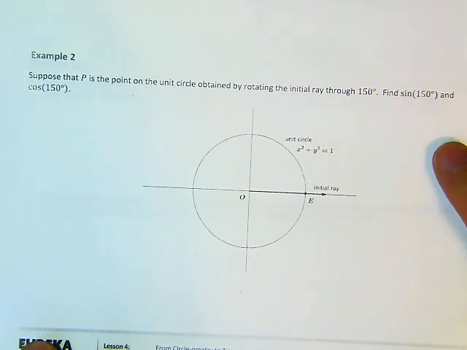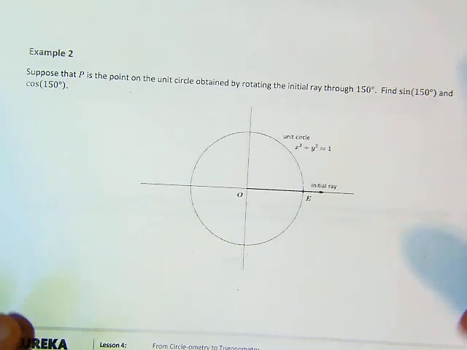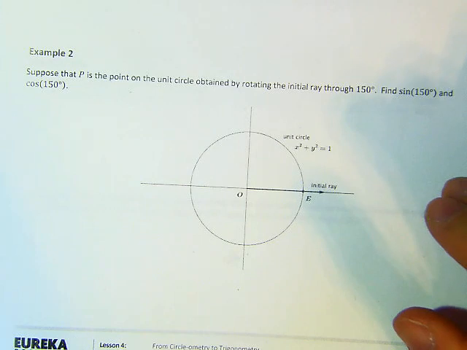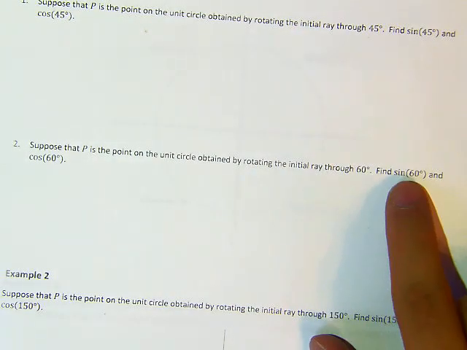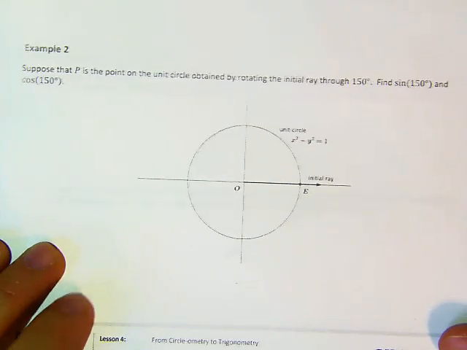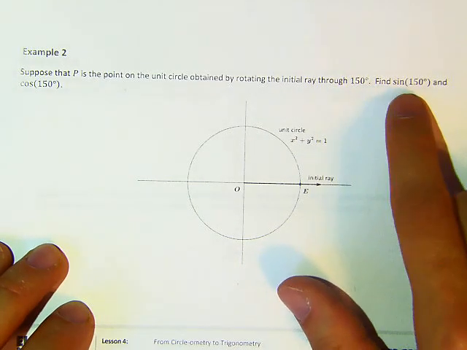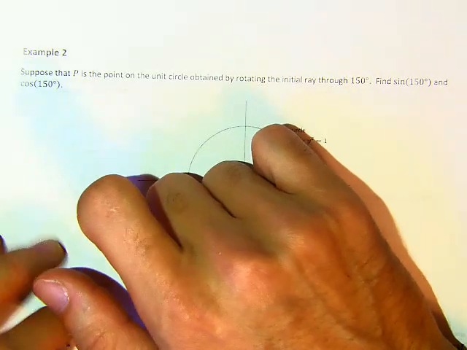All right, welcome. Let's continue our journey of learning trigonometry. By now we should feel good with trying to find sine of 45, cosine 45, sine of 60, cosine 60. Now let's try and see what happens if we try and do sine of 150 and cosine of 150.